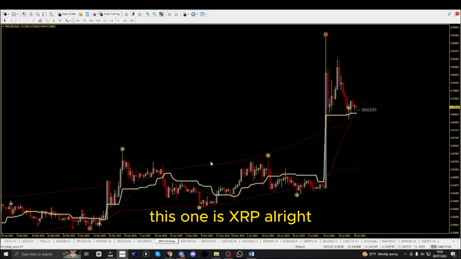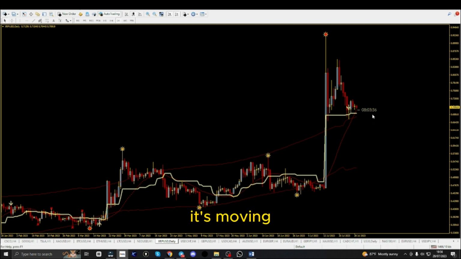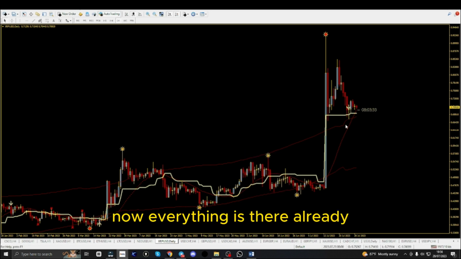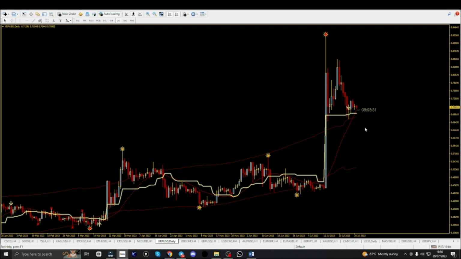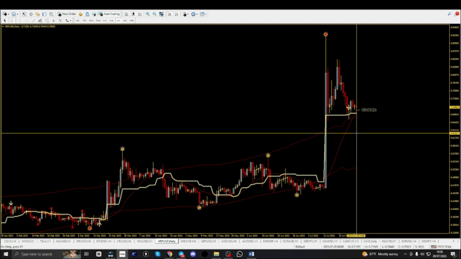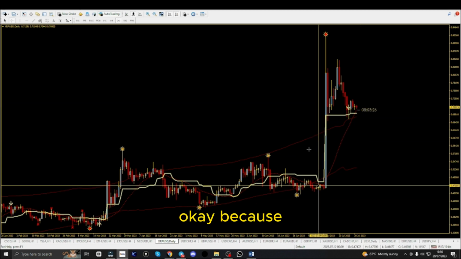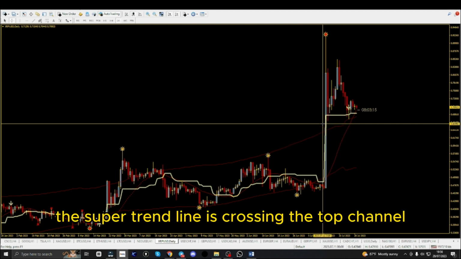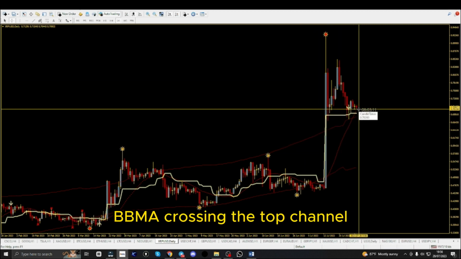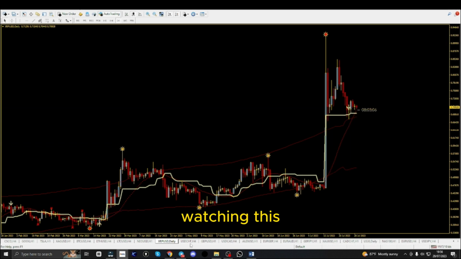This one is XRP. All right, I'm watching this one. This one is live actually, as you can see. Look, the timer is moving. It's 36. Okay, now everything is there already. Now all I just have to wait for is the bearish candle inside the super trend line. If the bearish candle is inside here, all right, I'm going to put the sell order on the next candle. Okay, because everything is there. The super trend line is crossing the top channel, BBMA crossing the top channel, anchor arrow is there, 200 arrow is there. All right, so I'm watching this.